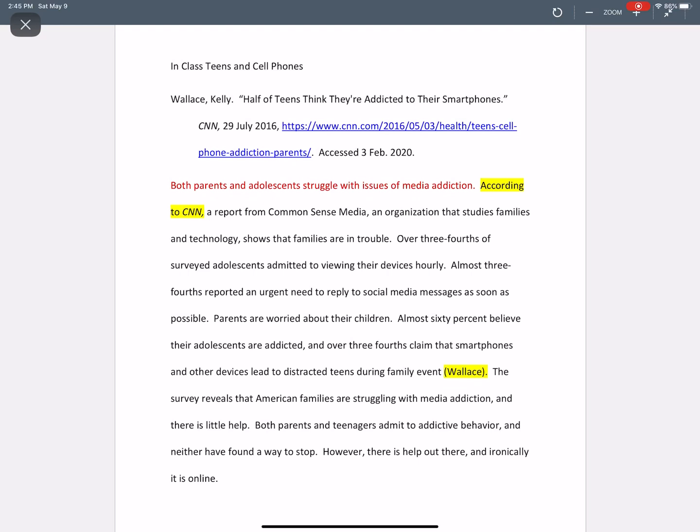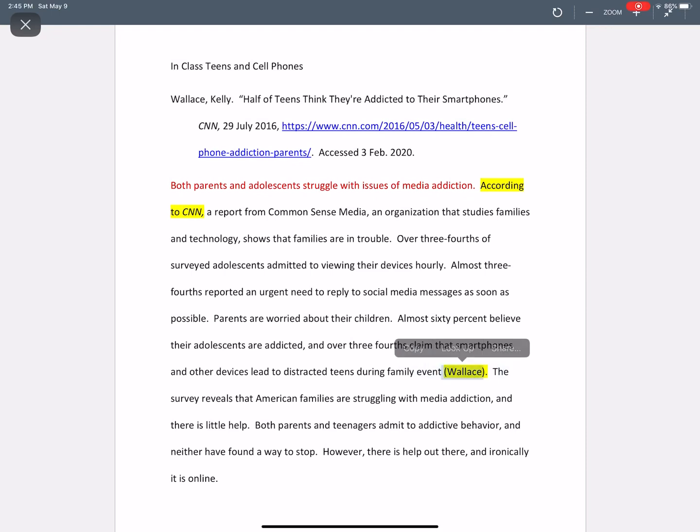And then, after according to CNN, I had gone through and read the article, and I found some information with some numbers and some statistics, right? Three-quarters of surveyed adolescents, three-quarters reported, 60%, all those kinds of things. That's the material that I took from the source. And again, we have another lesson plan on paraphrasing. Right now, we'll just assume that we have a good paraphrase. This is the information that supports my argument in the topic sentence. The topic sentence is like a mini argument.